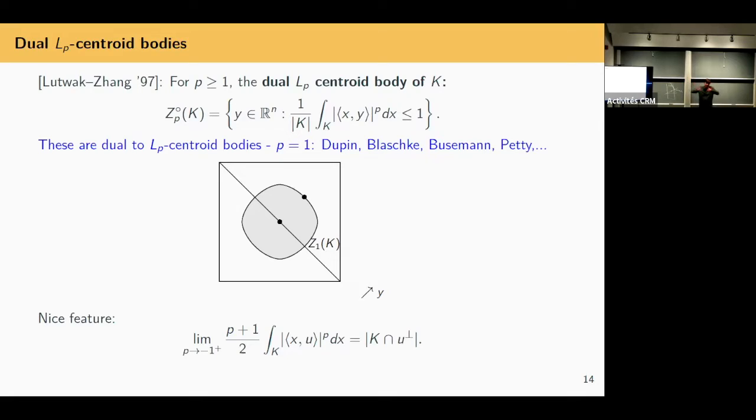You start with the polar body. You have this parameter P you can play with. And now, very curious fact, if you haven't seen it before, take the limit as P goes to -1 and scale by P plus 1 over 2. What do you get? I wrote it here. You get the slice, the section. Okay, so what's the analogy?